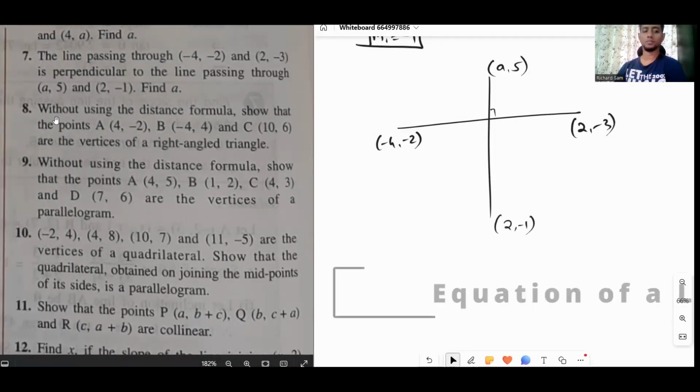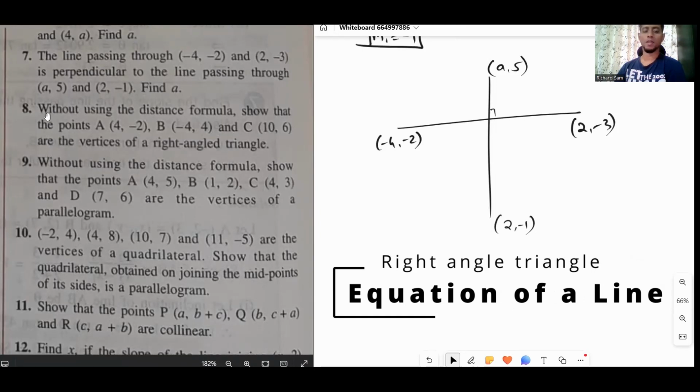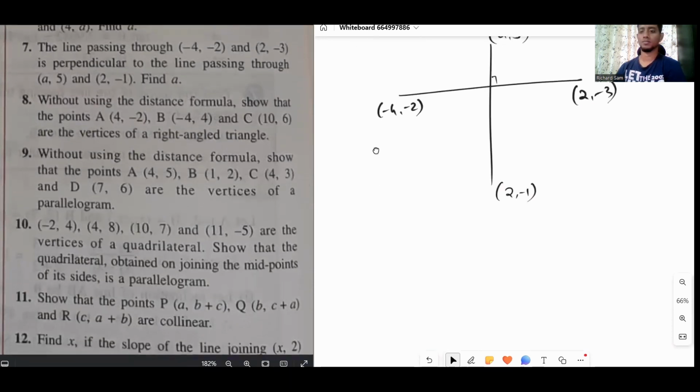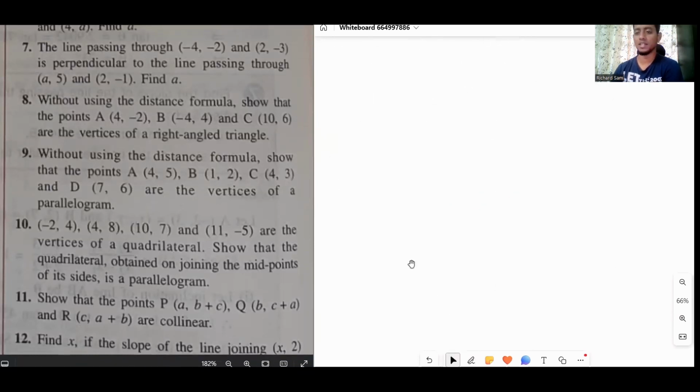Well, let's do the eighth one. Different type of question. Without using distance formula, show that the points A, B, and C are the vertices of a right angle triangle. Let me say this is A, this is B, and this is C.